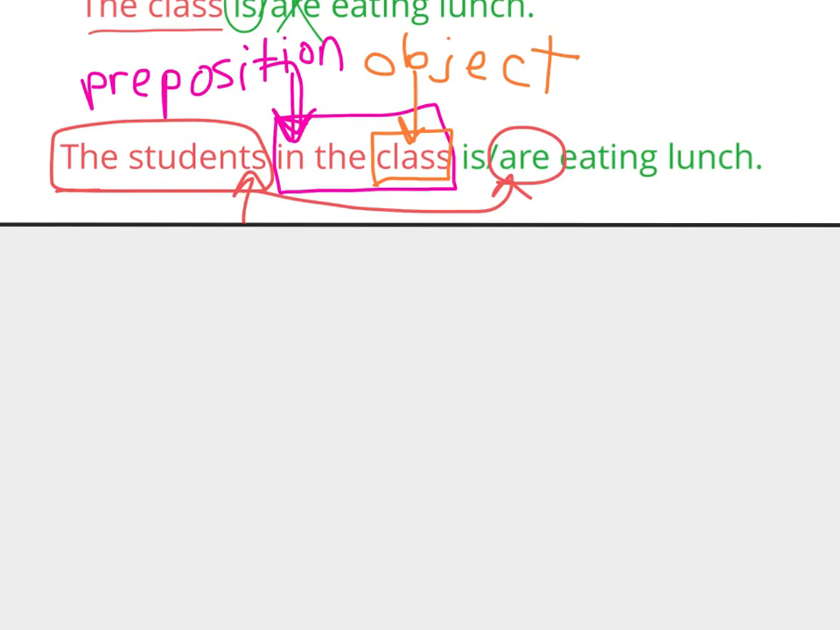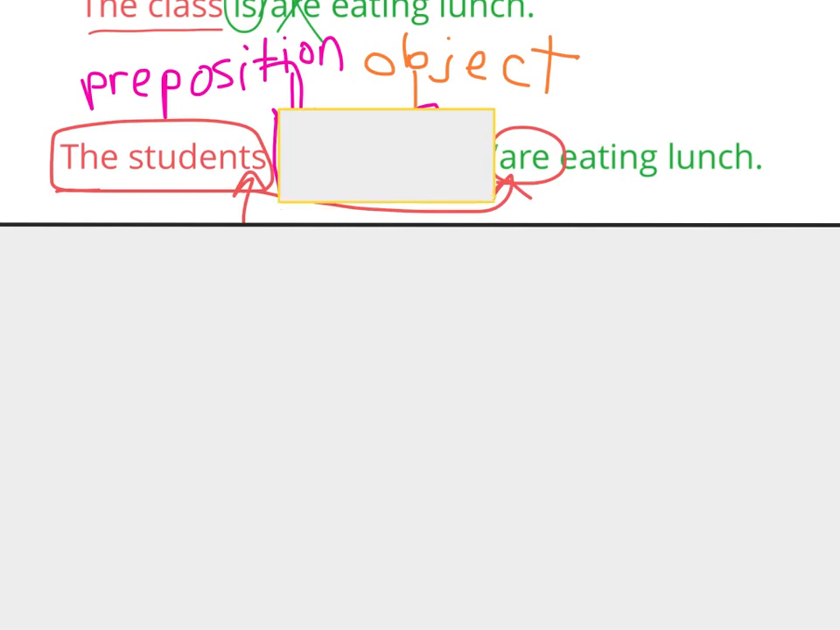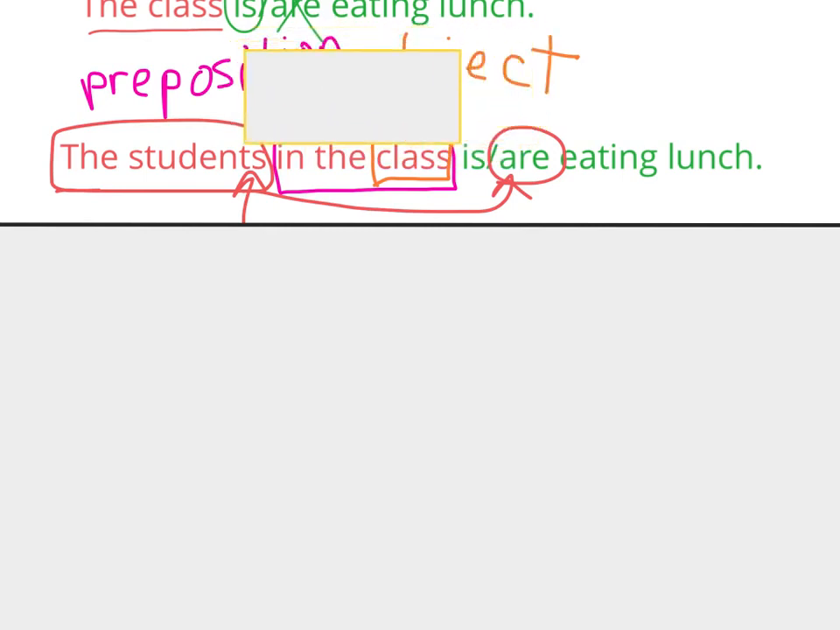Let's cover up the prepositional phrase and see if that makes sense. The students are eating lunch. That makes sense. More than one student. The students are eating lunch. Now we can read our whole sentence. The students in the class are eating lunch. That tells us which students.